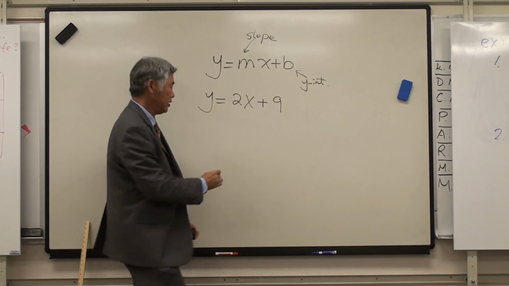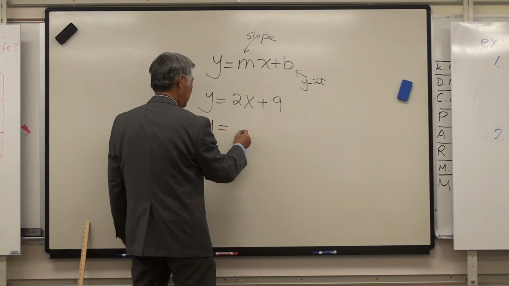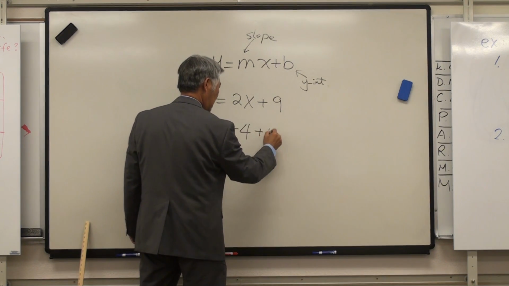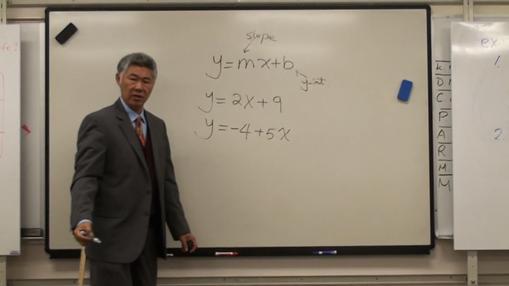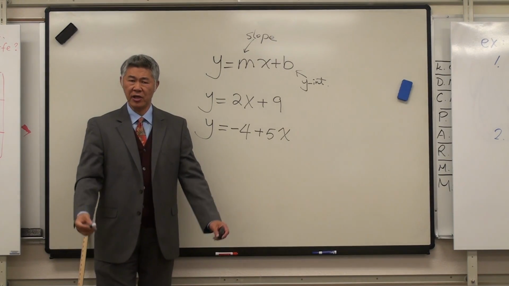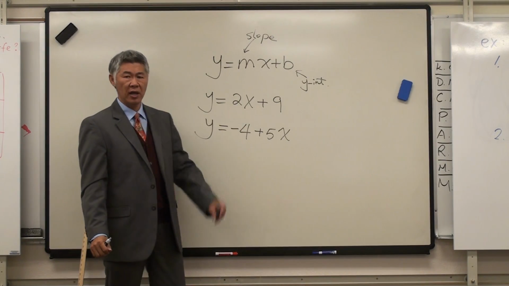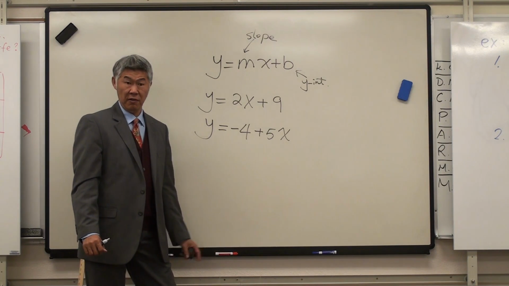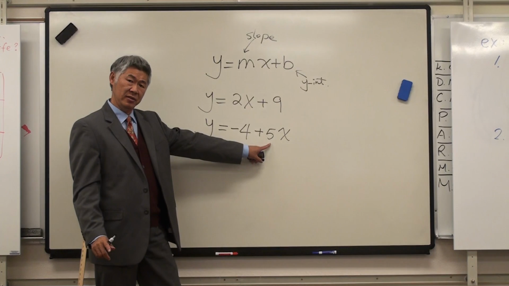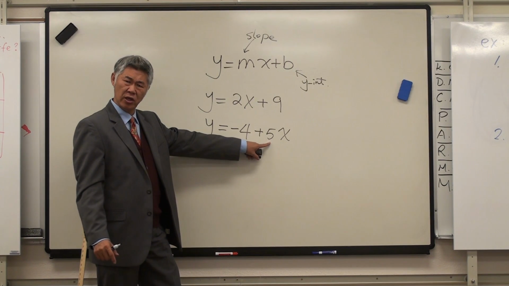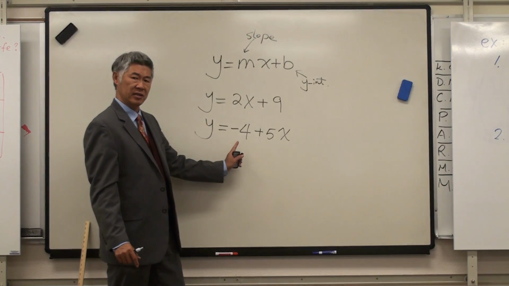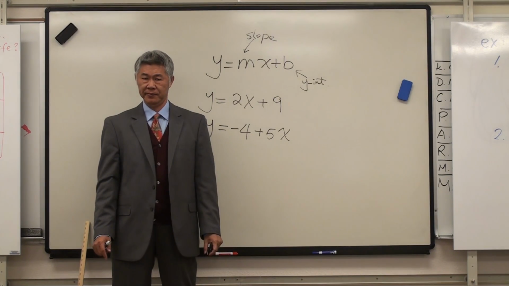Another example, right? Good. y equals -4 plus 5x. So, ask yourself, which number has the variable x to go with? 5, that means that's the slope of the equation. And this -4 is the y-intercept.